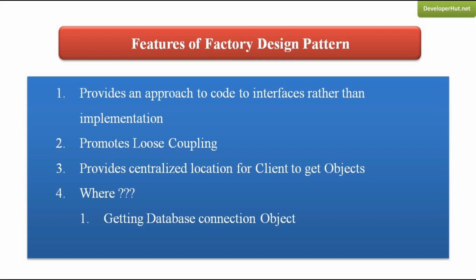Then next, it promotes loose coupling between the client and the product classes. So the client is not tightly coupled with the product classes, and even if you make any change in the product class, there is no impact on the client classes, right? So it also provides a centralized location for a client to get the objects, right? So we saw there is a factory class which provides a method for a client to get the actual objects on the basis of certain conditions, which also minimizes the changes at the client side later, right?